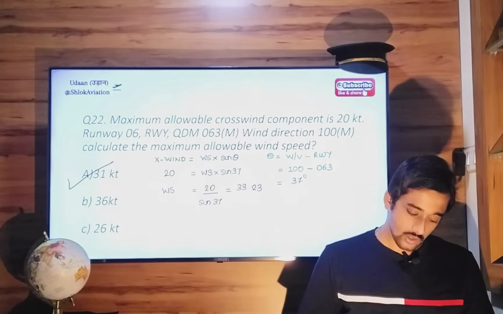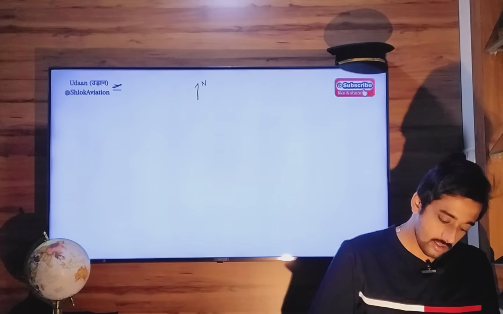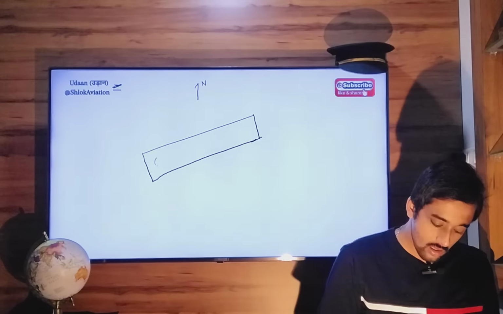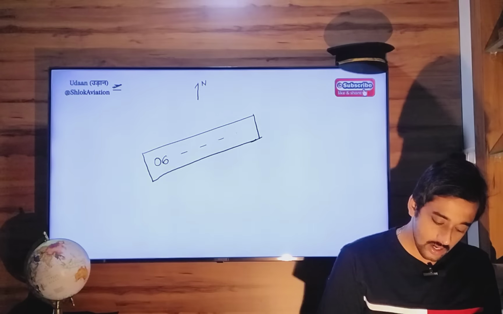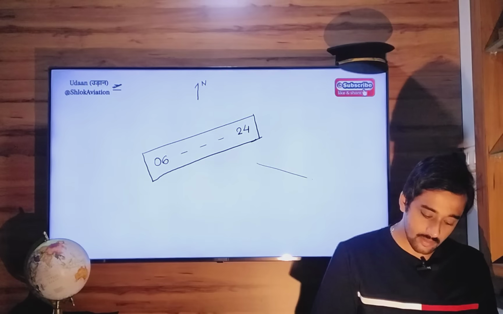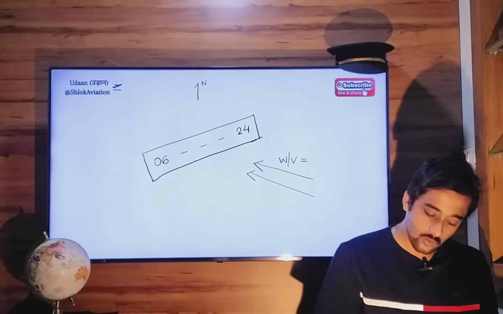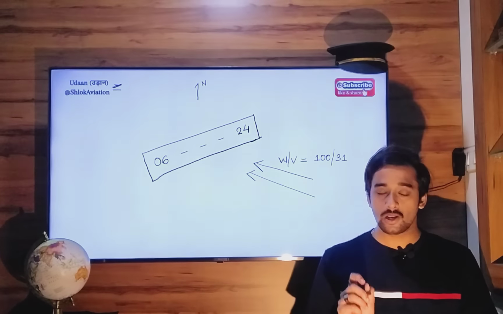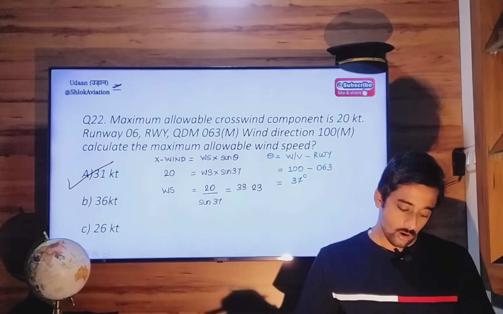31 knots. So let's draw this diagram. Consider this is your north datum, runway 06, and opposite is runway 24. The winds are coming from 100 magnetic. So wind velocity is 100 magnetic at 31 knots. So this particular wind will produce a maximum crosswind component of 20 knots.